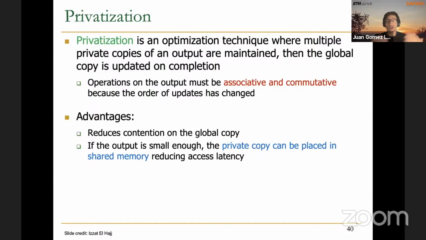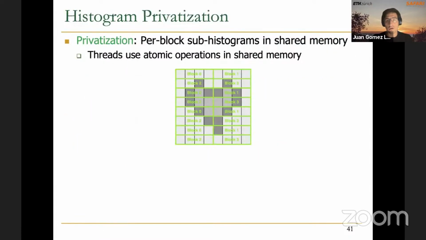We can reduce the contention if instead of using a single histogram, we use more, right? Because we have more space to distribute the potential conflicts. So we will end up having fewer conflicts. And also the good thing is that if the histogram is small enough, the private copy of the histogram can be placed in shared memory, which is way faster than DRAM, as you may remember, or as you may know.